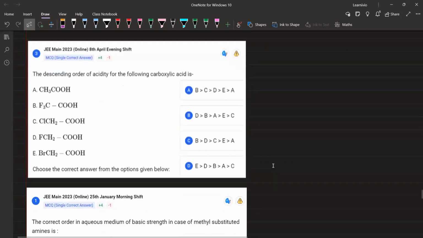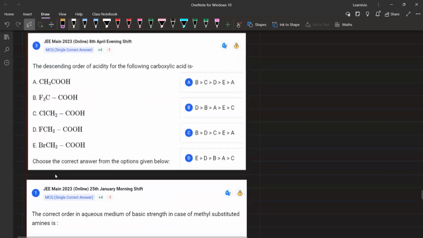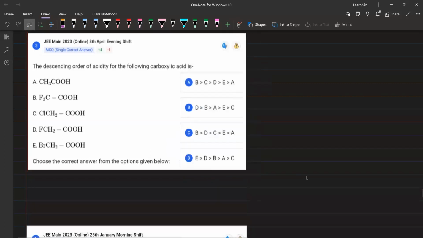Try this again. The acidic strength here also, you have to apply the same thing. Okay. Please do this.